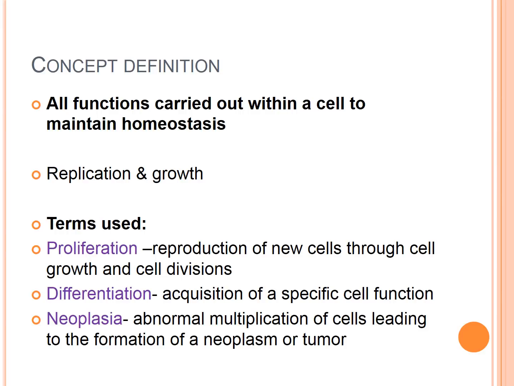Neoplasia. Neoplasia means abnormal multiplication of cells, leading to the formation of a neoplasm or a tumor. In other words, malignant cells. Neoplasia means that the cells are becoming abnormal and replicating at their own pace. They are not being controlled by DNA, and they are starting to form malignant cells and possibly malignant tumors, and so on and so forth.